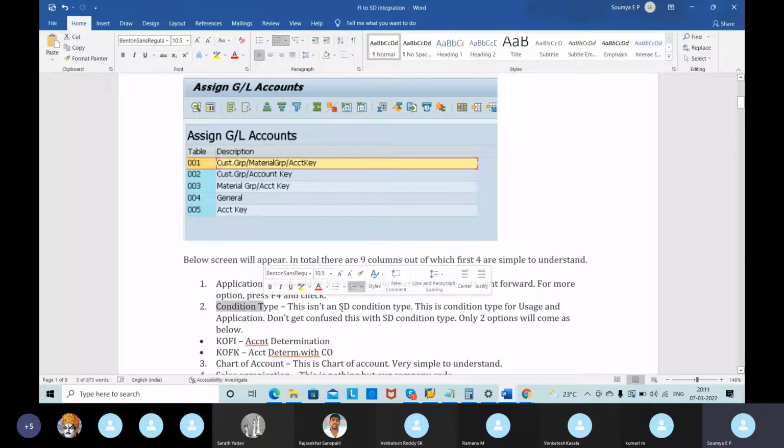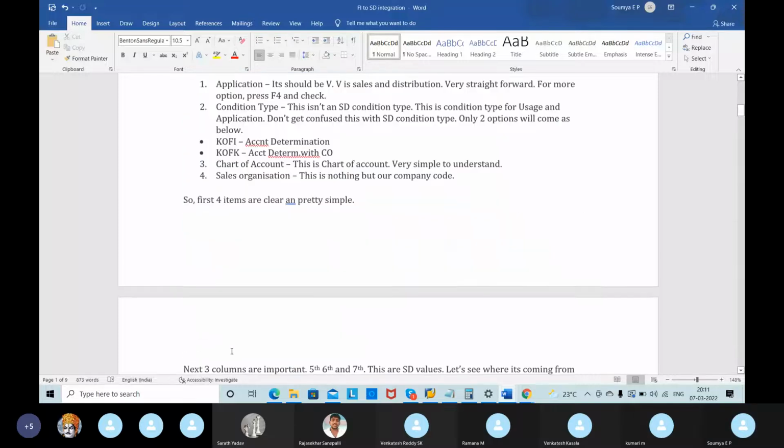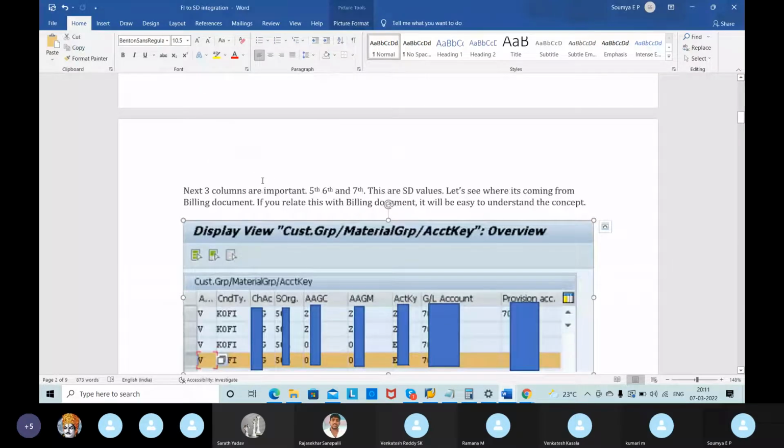This is not an SD condition type. This is the condition type for usage and application. Below are KOFI and KOFK, which are the condition types. KOFI is account determination. KOFK is account determination with company. These two are the condition types in FISD integration. Then chart of accounts and sales organization.